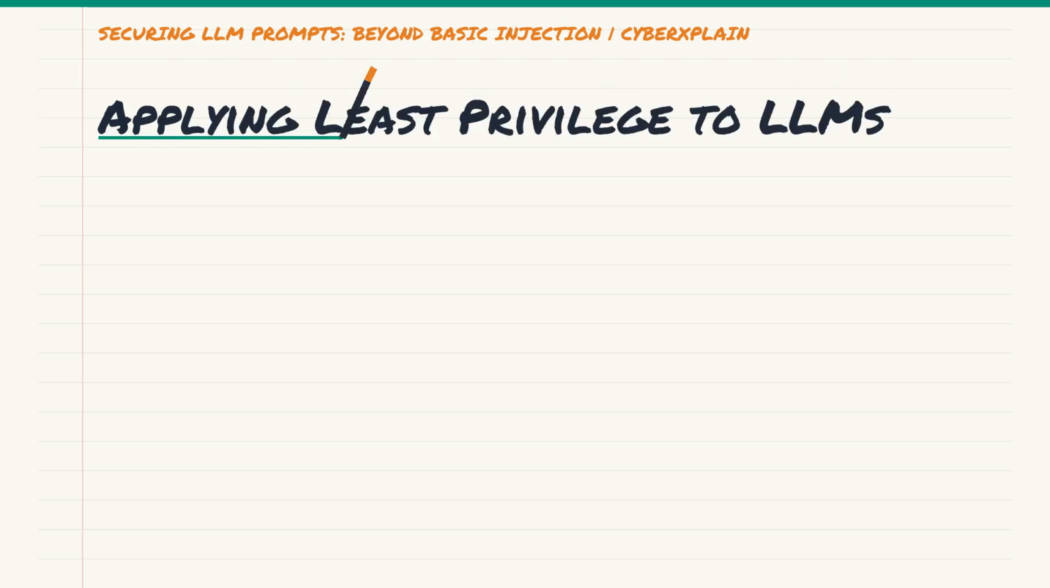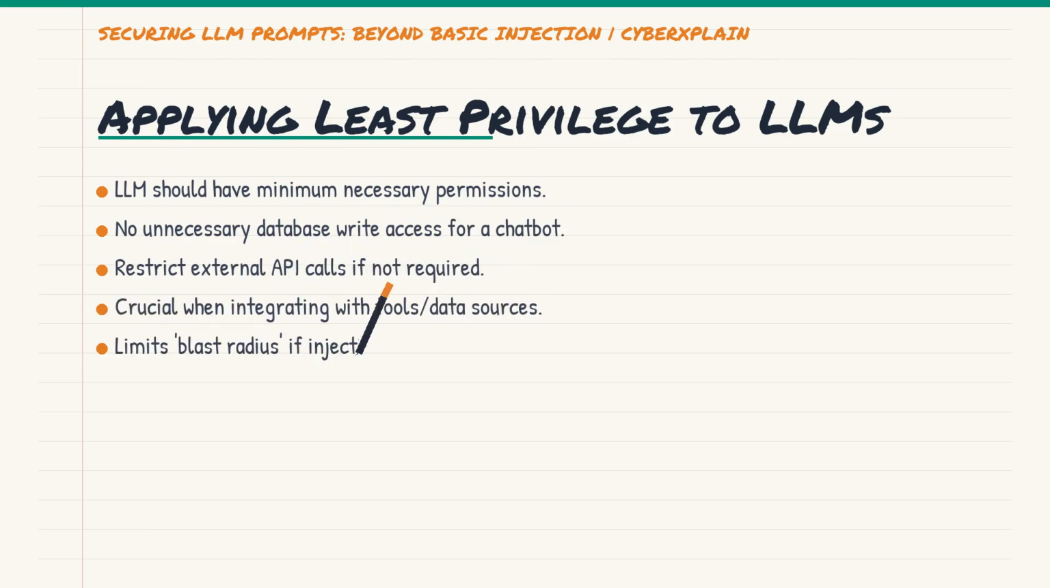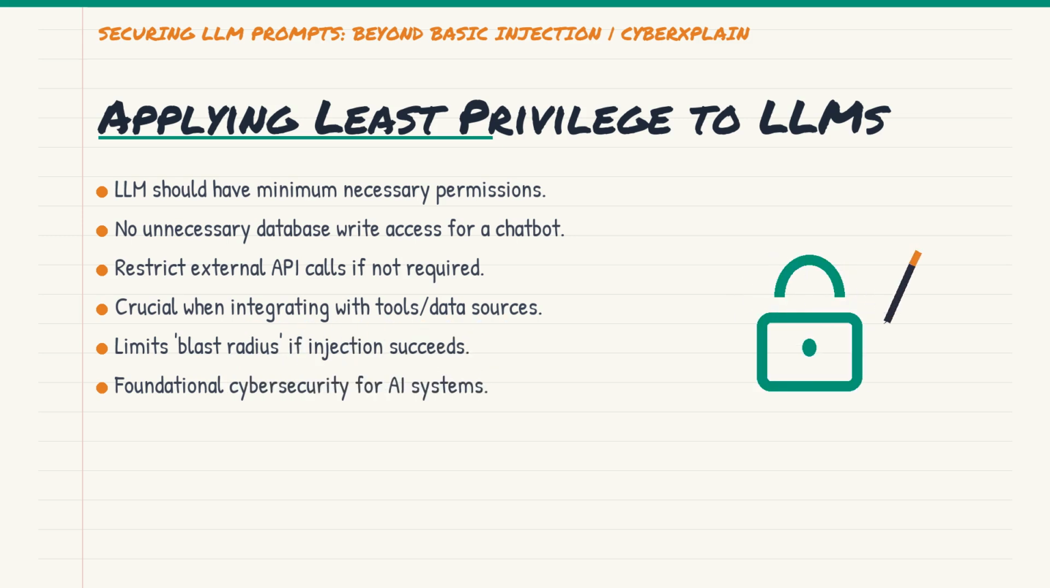Now, let's talk about a classic cybersecurity principle, least privilege. We apply this to human users and services, so why not LLMs? The idea is simple. Your LLM should only have the minimum necessary permissions to perform its intended functions and absolutely nothing more. If your chatbot doesn't need to write to a database, it shouldn't have write access. If it doesn't need to make external API calls, its environment shouldn't allow it. This principle becomes especially critical when LLMs are integrated with external tools or data sources. This limits the blast radius if an injection does succeed.